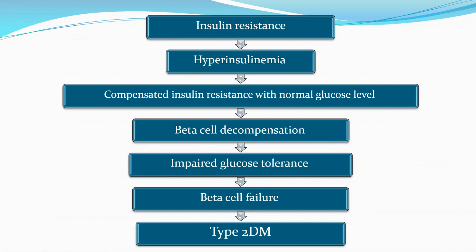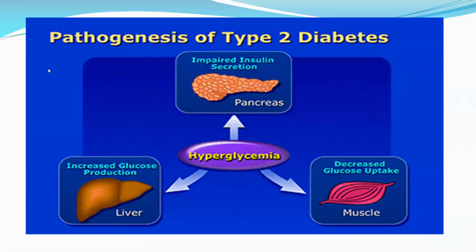Initially, the pancreas will be able to compensate for the insulin resistance by enhancing its insulin production. By time, the pancreatic beta cells will be burned out, exhausted. So we enter the stage of pancreatic beta cell decompensation, and the patient will start passing into the stage of impaired glucose tolerance until he reaches a stage of total pancreatic beta cell failure, and the patient will have the full-blown picture of type 2 diabetes mellitus.